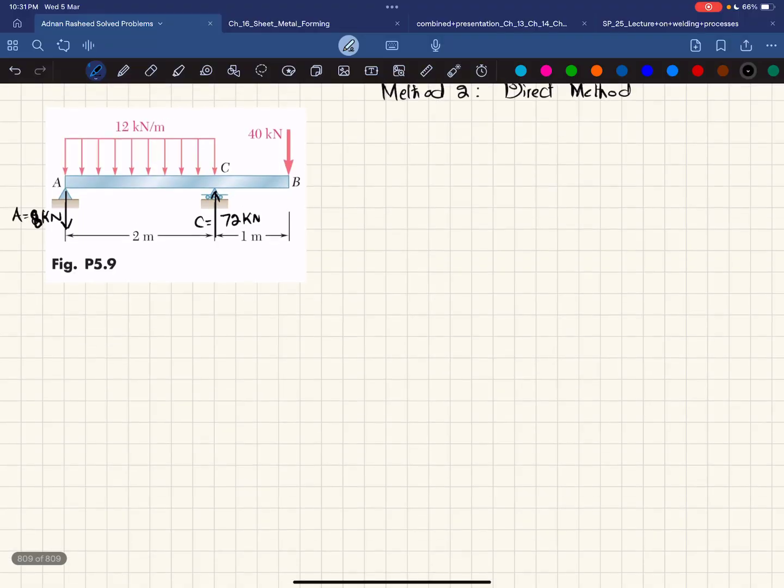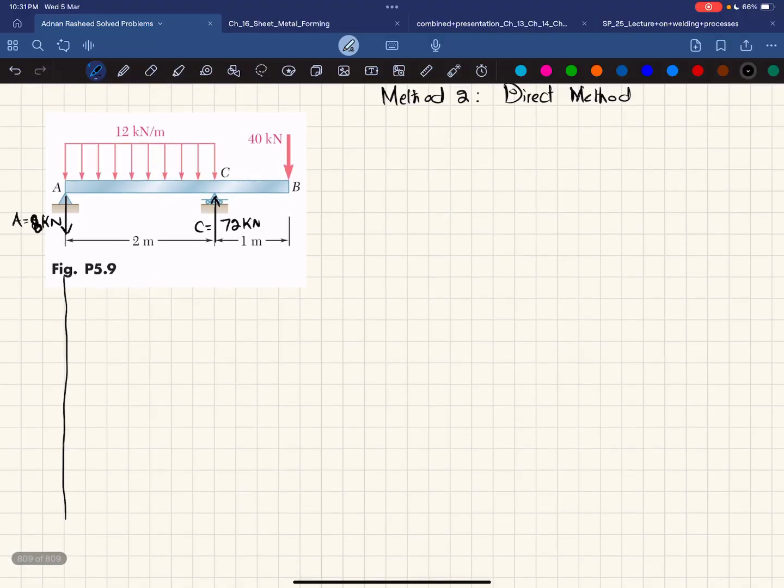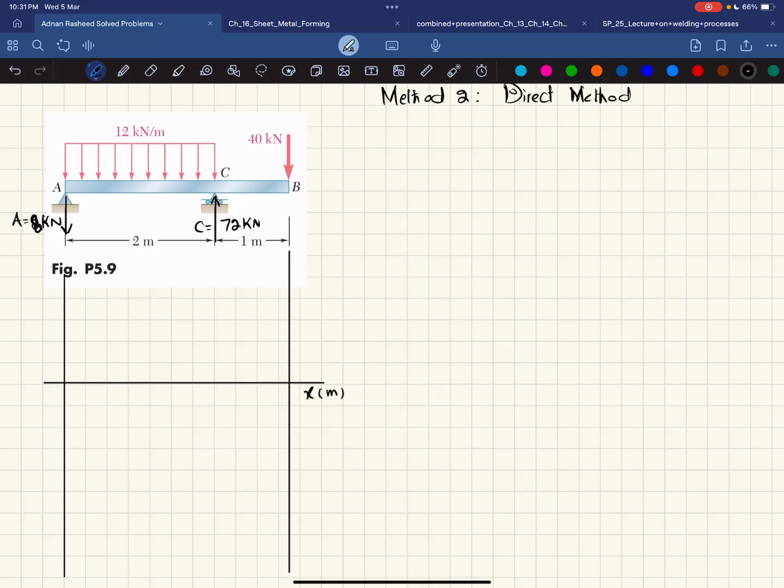So again, what we will do is that we will take the lines from the end of the beam, clear, like this. Okay. Now first we will draw the shear force diagram. So for the shear force diagram, I will take a horizontal line to show x in meter. And here we have shear force in kilonewton. Okay, this is your point A, this is your point C, and this is your point B.